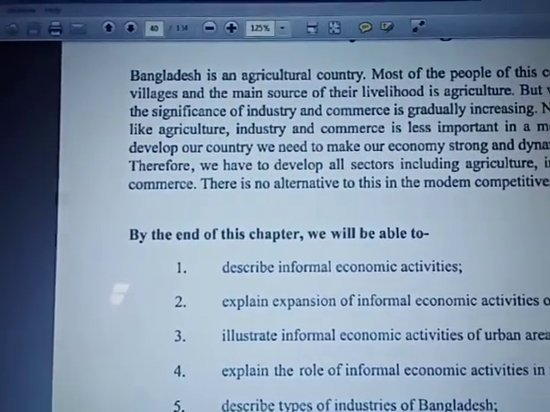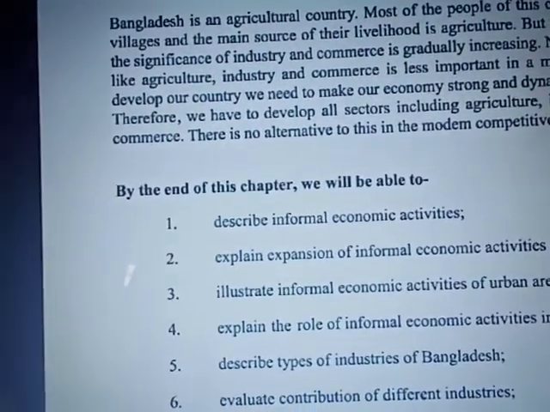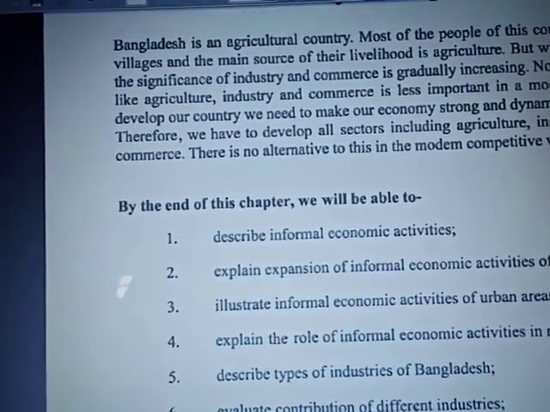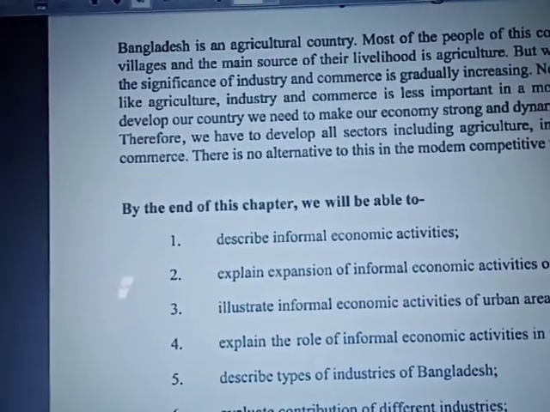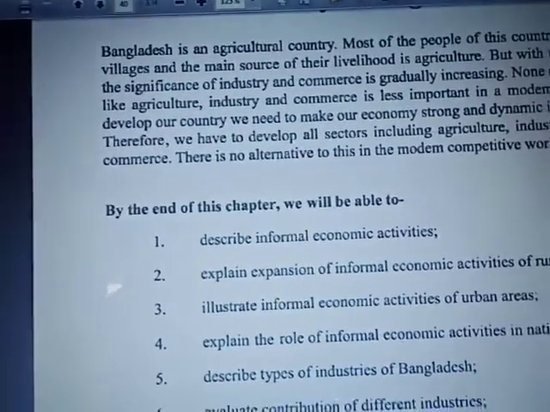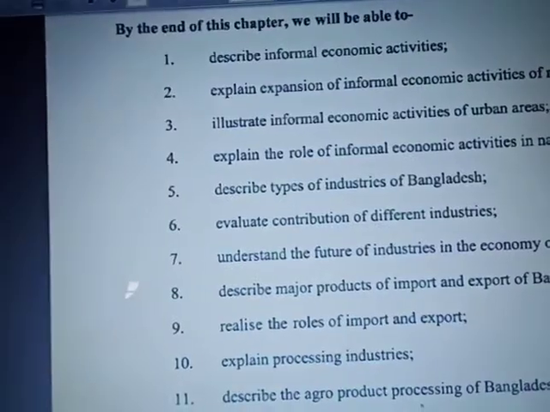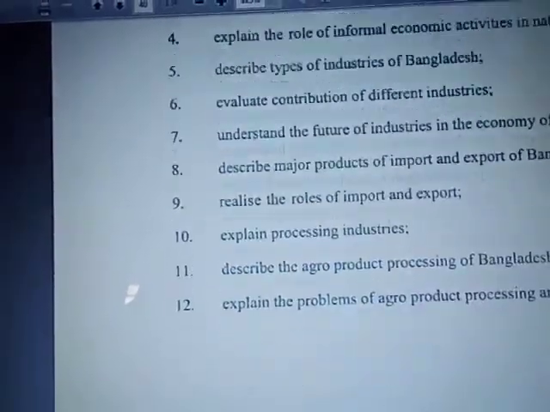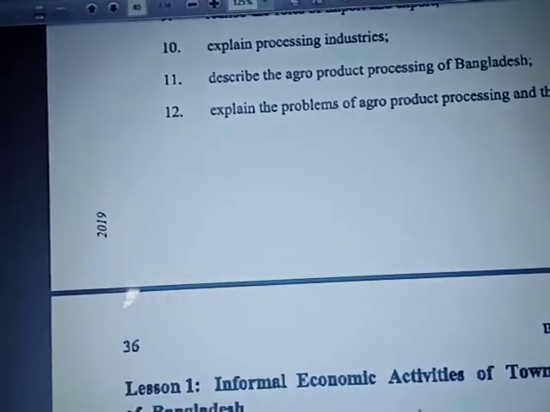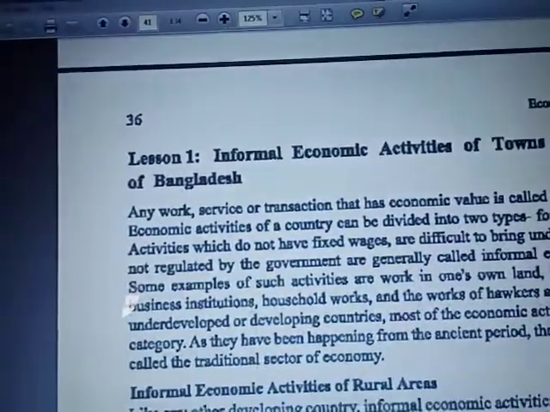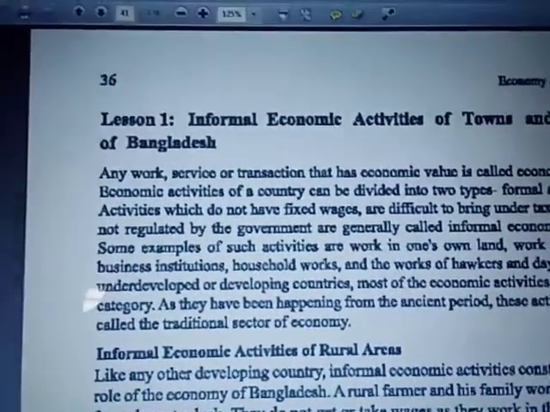Agriculture alongside industry and commerce is very important in a developing country. At first, we discuss lesson 1: informal economic activities of towns and villages of Bangladesh.